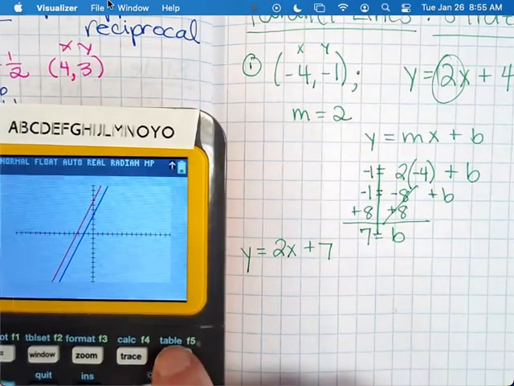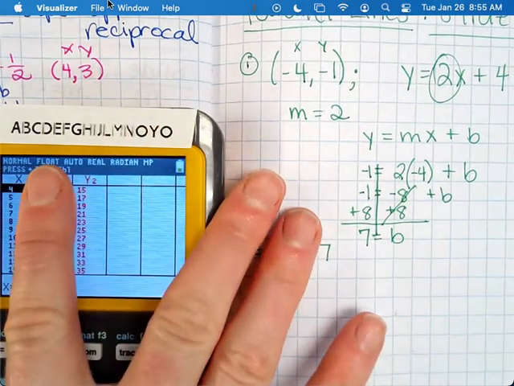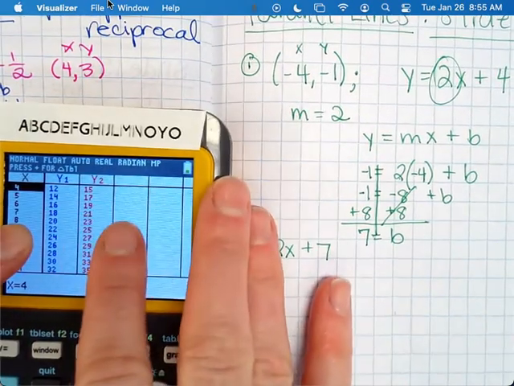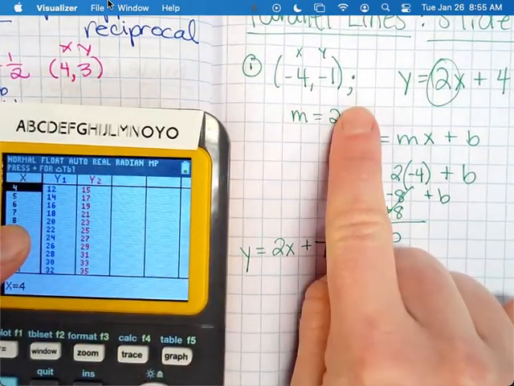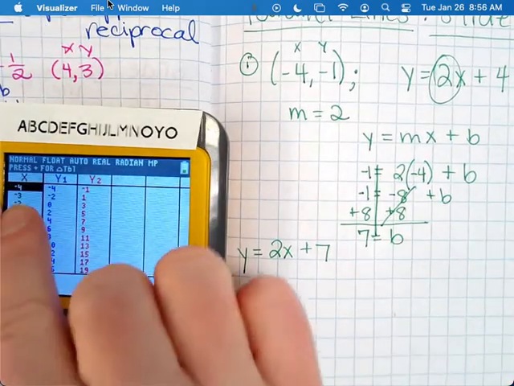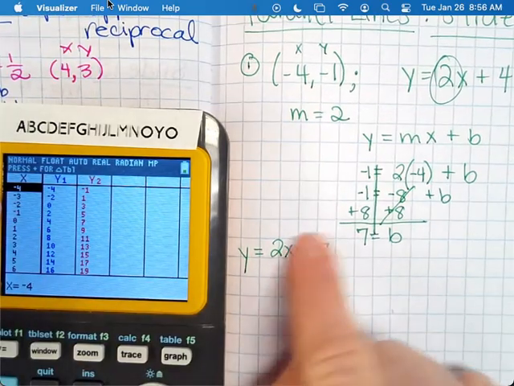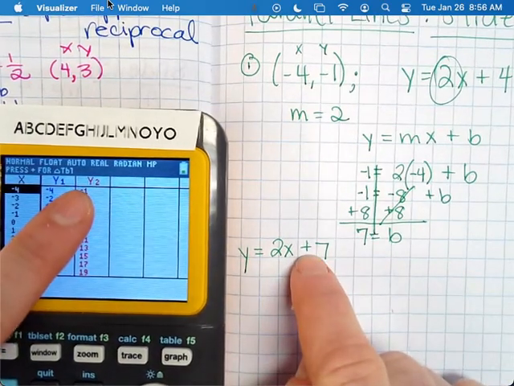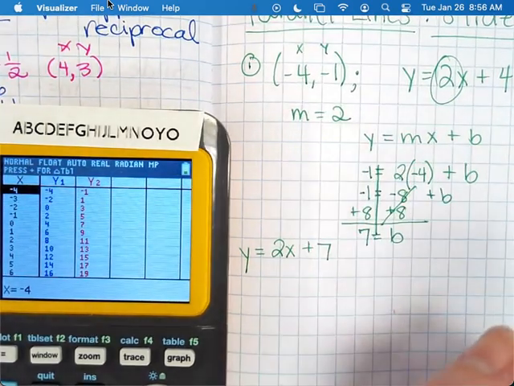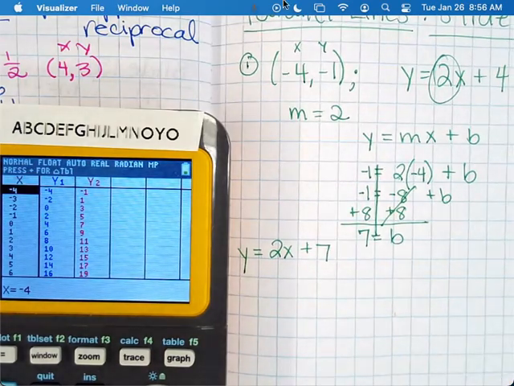So go to second graph, which is your table. And we're not worried about y1 because that was our given information. We're worried about the x paired with the y2 being -4, -1. So go to the x on -4, and for y2, because that's our second equation, it should be -1. And it is. So we checked the point and we checked that the lines were parallel. So y equals 2x plus 7.